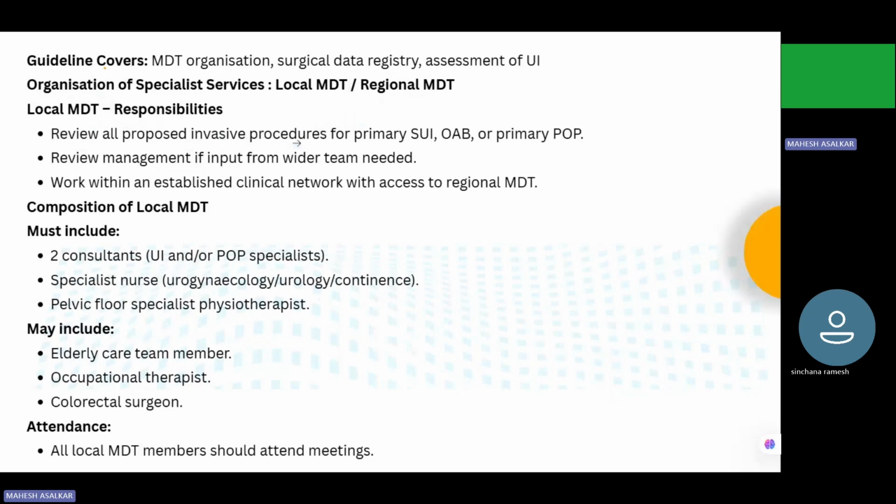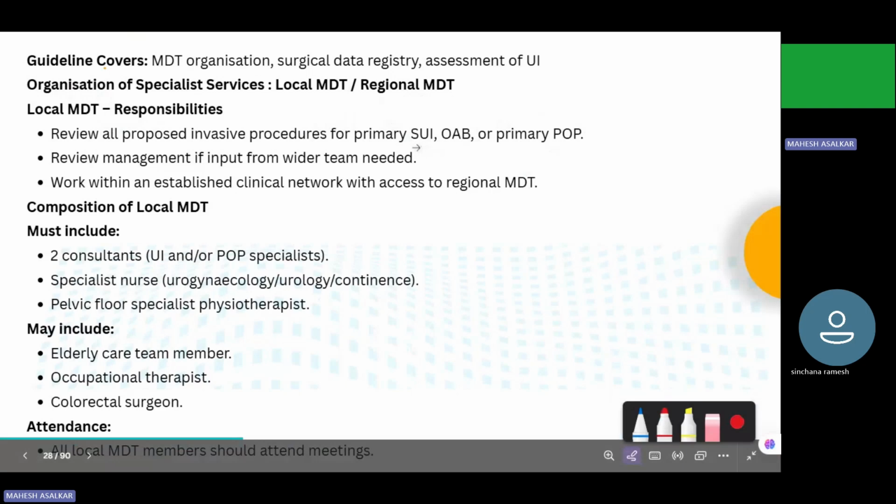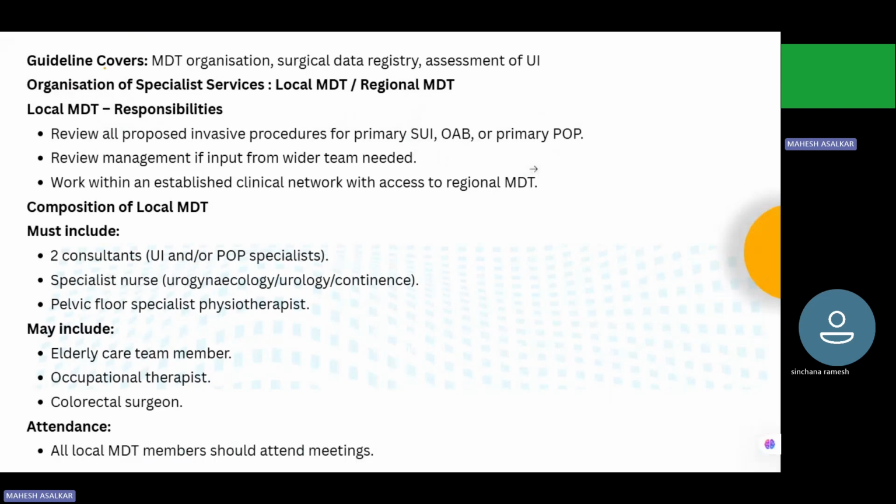It reviews all proposed invasive procedures for primary stress urinary incontinence or overactive bladder or primary pelvic organ prolapse. So basically, these MDT will look into either incontinence or pelvic organ prolapse, and they will review all invasive procedures which are planned for either SUI or OAB or pelvic organ prolapse. They will also review the management if input from the wider team is needed. They will work within an established clinical network with access to the regional MDT. So if there is any issue, they may take the opinion of the regional MDT also.